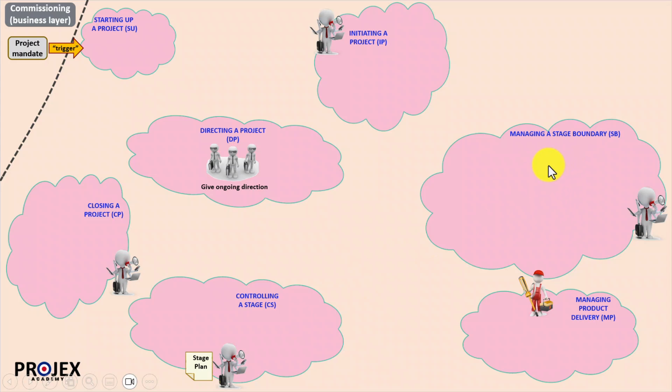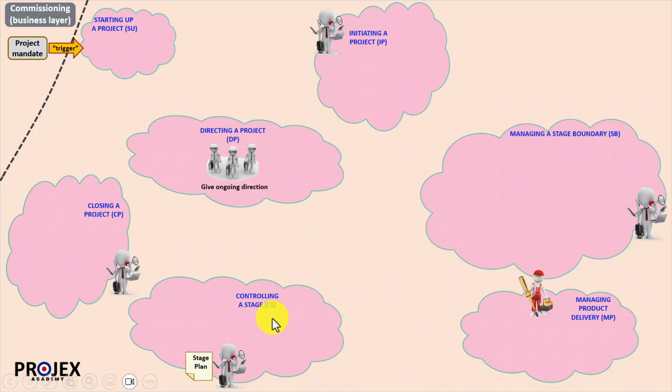So there is a second trigger for the managing a stage boundary process, and that is if the project board, as a result of tolerance being exceeded, requests an exception plan. So this will be triggered for an exception plan also. Much more of that to come.